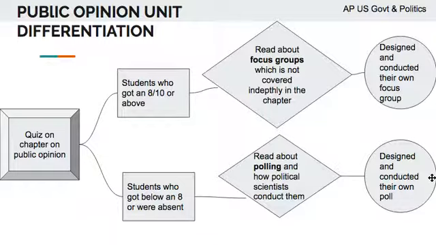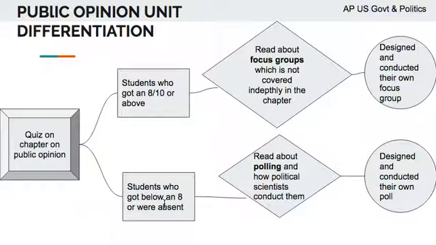So they still learned about focus groups. They still learned about something that wasn't covered in the reading, but they were instead spending most of their time dealing with polls, which is the main focus of the chapter, and it deepened their ability to be successful in the key content. But the first group had already mastered learning about polls.